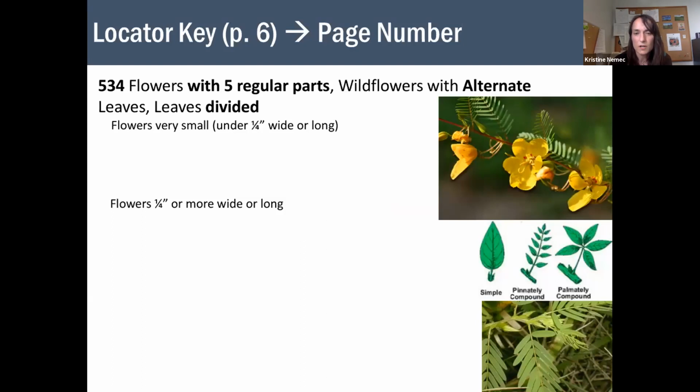Next, it asks, are the flowers really small, or are they a 1/4 inch or more wide or long? Well, looking at them, they don't look super small. We don't have a scale or anything, but they don't appear tiny. So let's go with a 1/4 inch or more wide or long. They're yellow flowers.